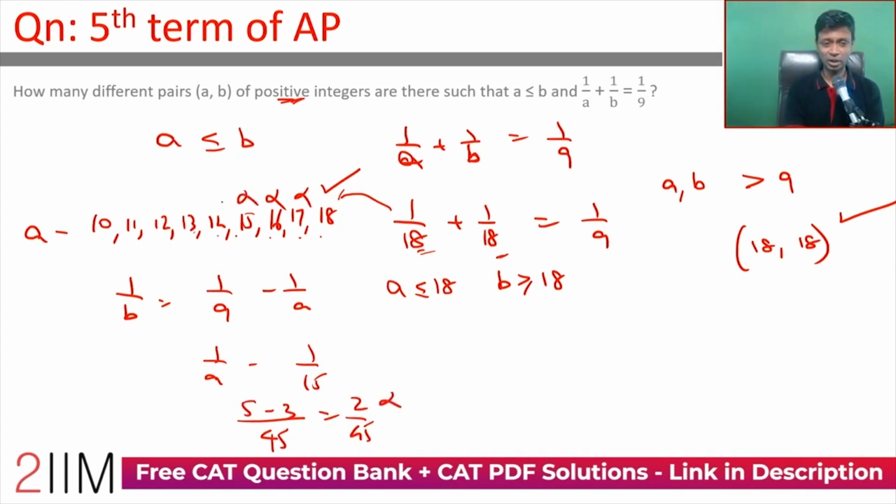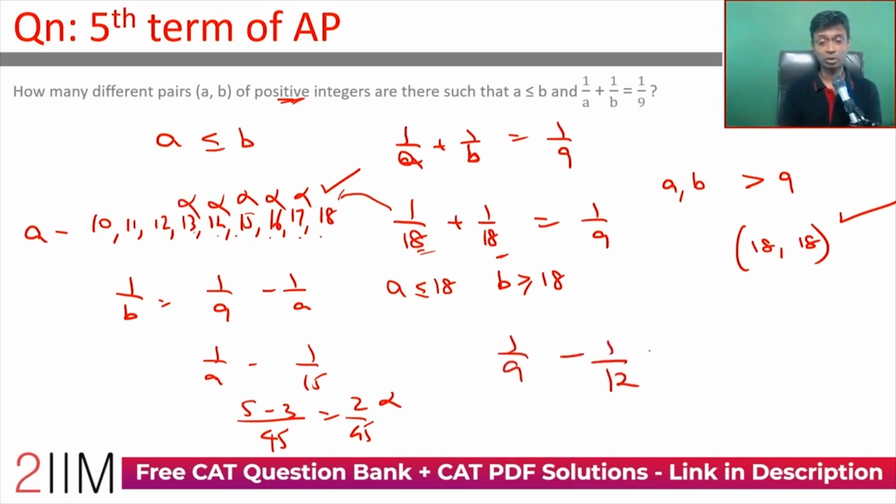14, not likely to work. 1/9 minus 1/14, 14 minus 9 by 14 into 9, not possible. 13, 1/9 minus 1/13, won't work. 12 might work. It has to have something in common with 9.